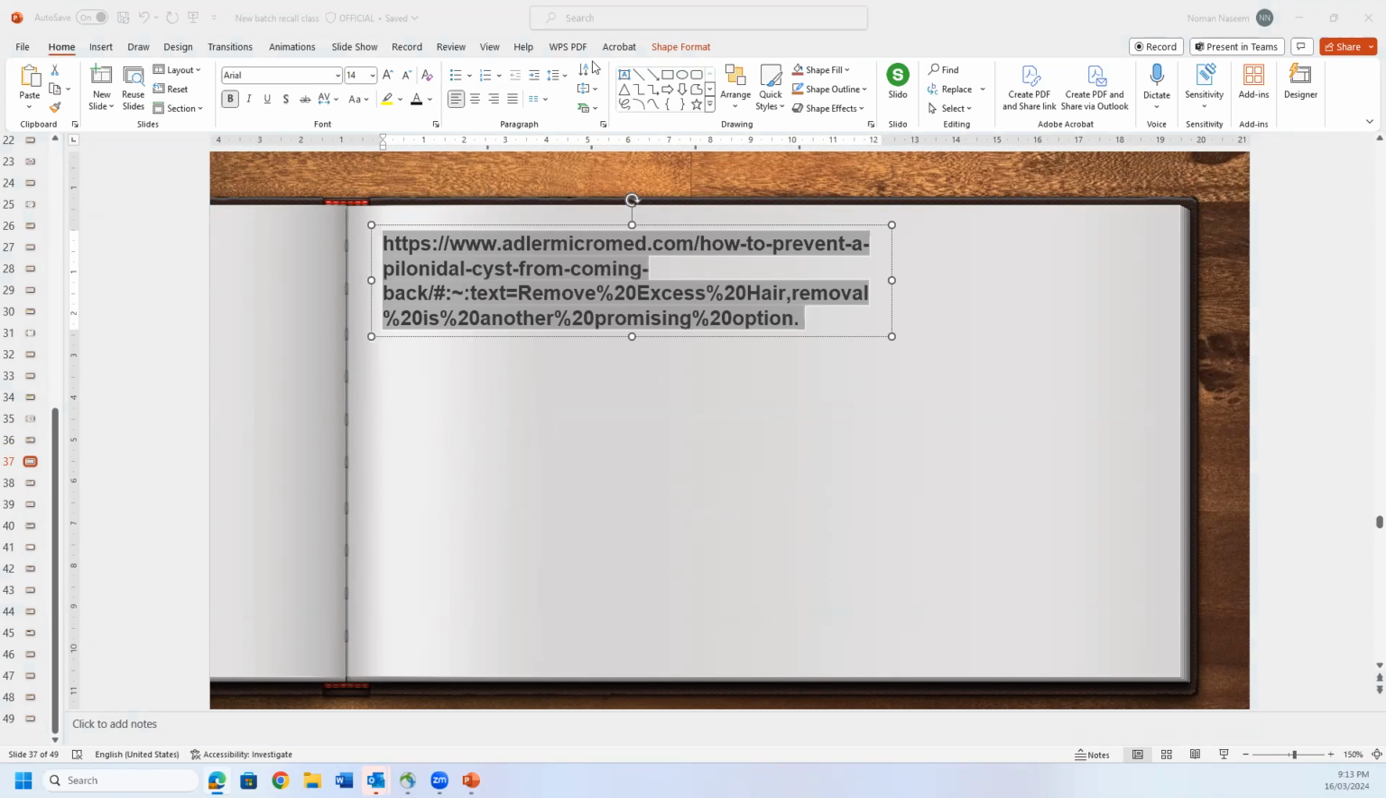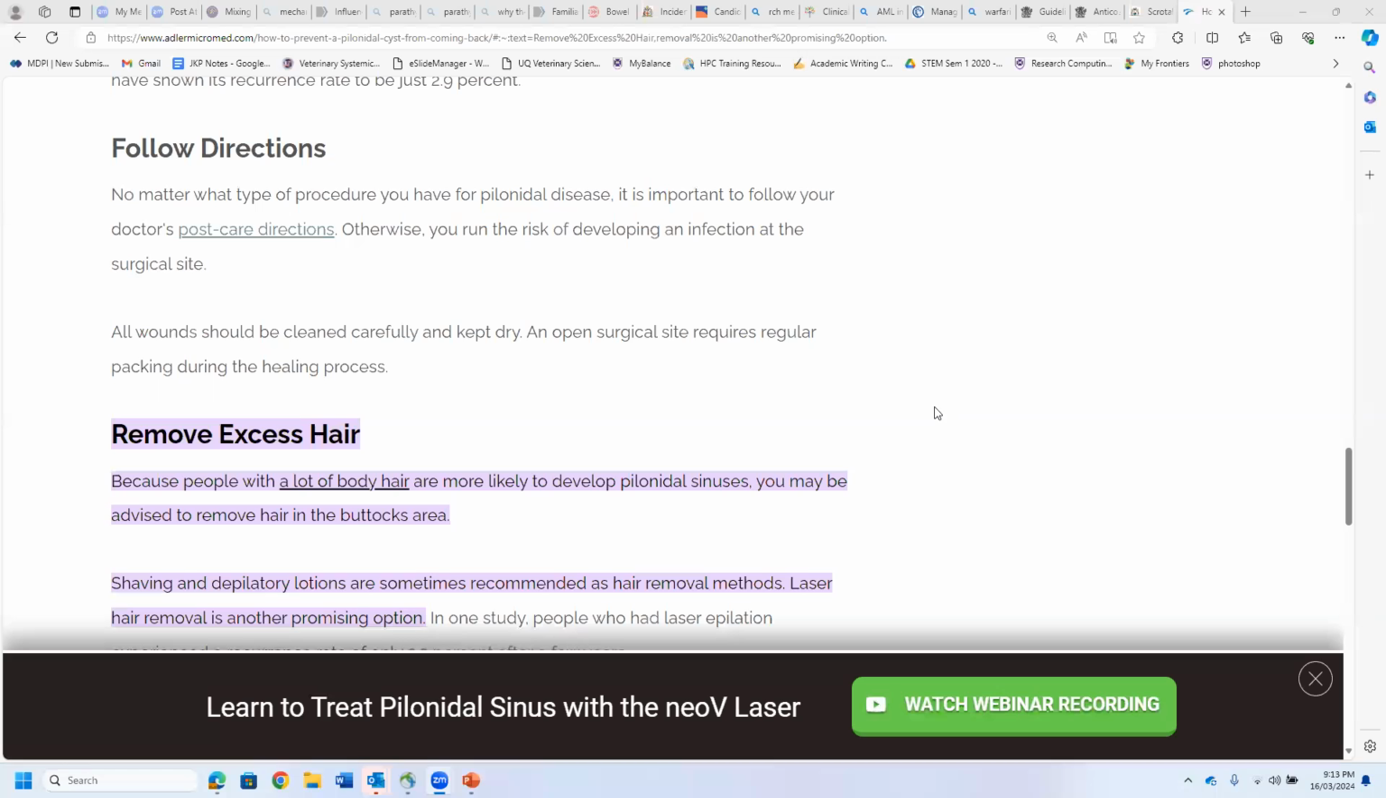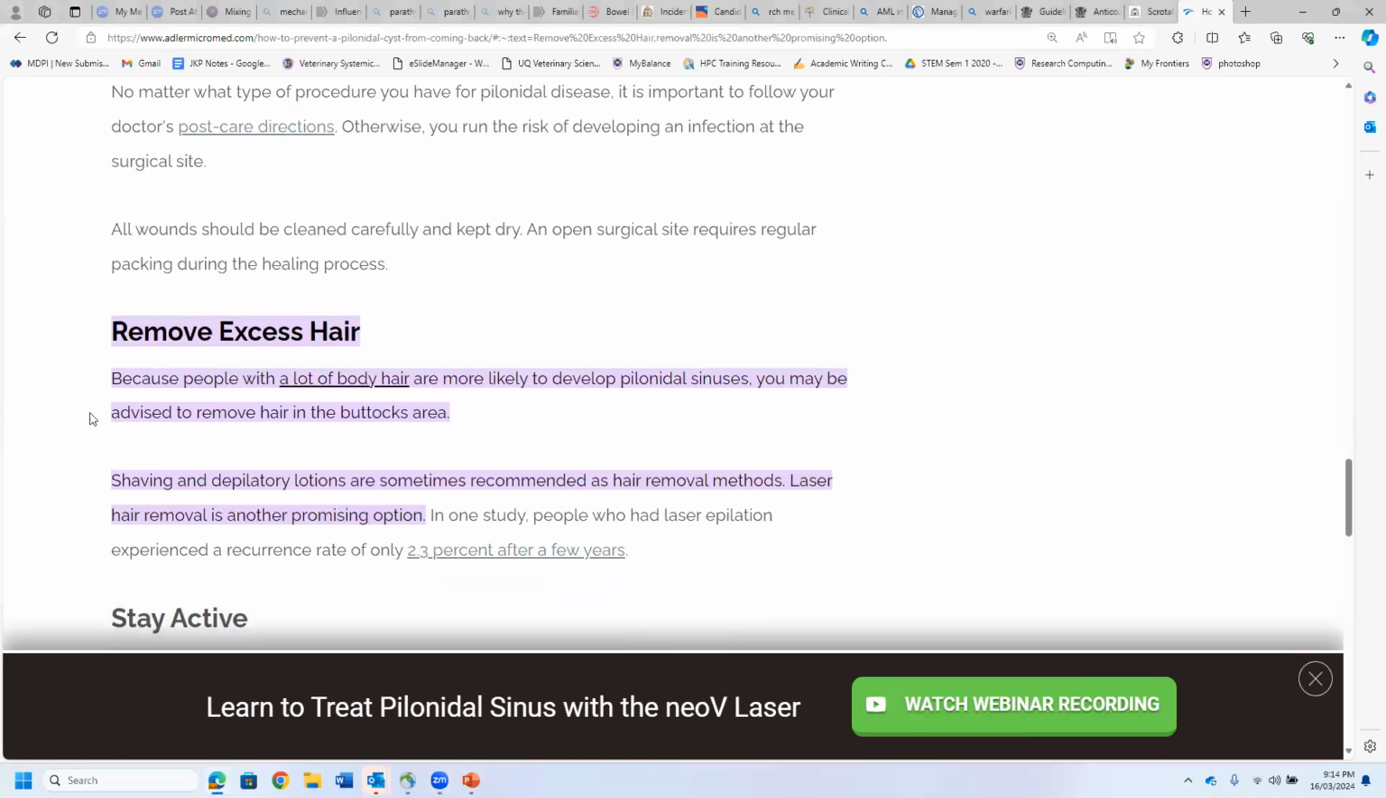And it happens in patients who have jobs where they have to sit constantly. So we advise them, if they can mobilize as well, that is also going to prevent that. Because people with a lot of body hair are more likely to develop pilonidal sinus, they may be advised to remove the hair in the buttocks area.